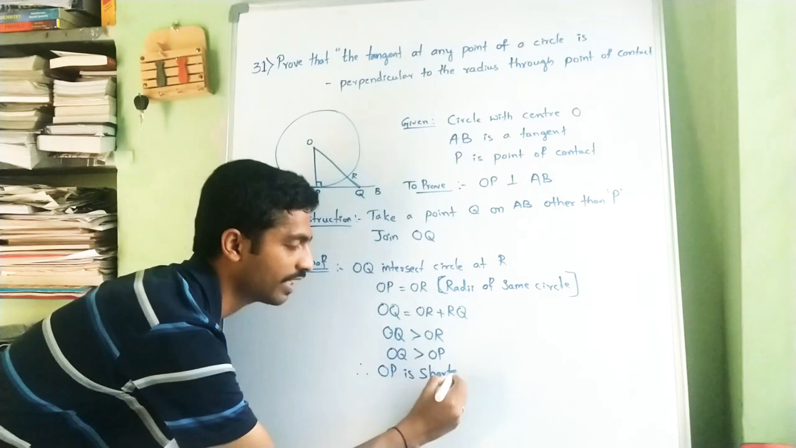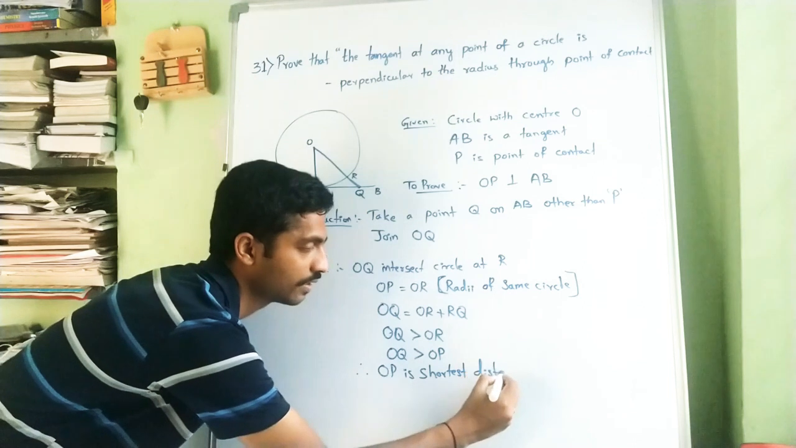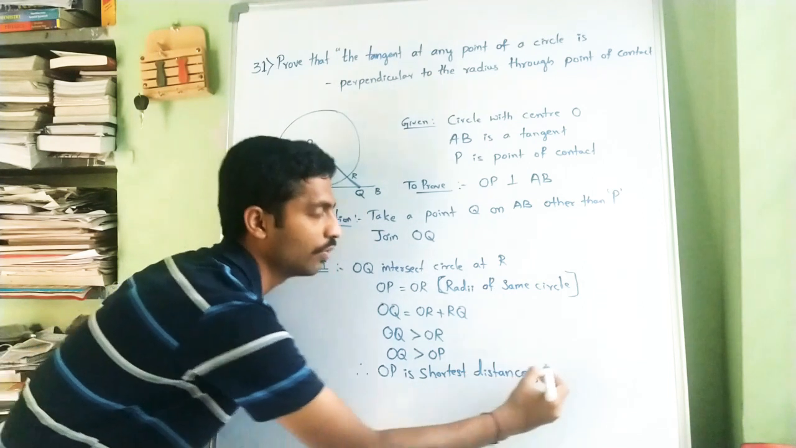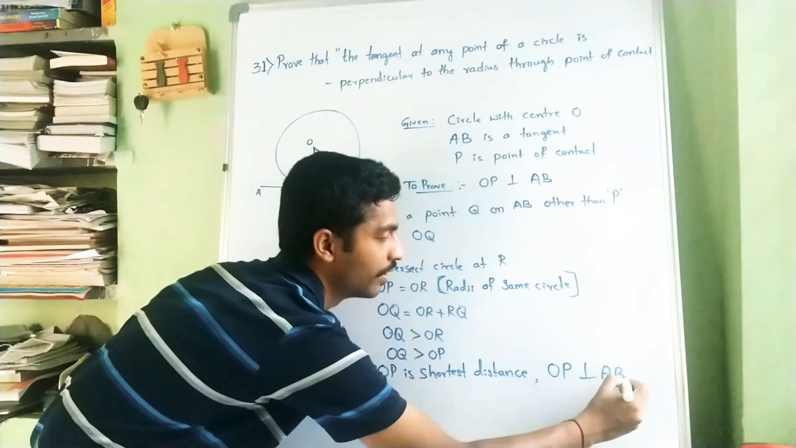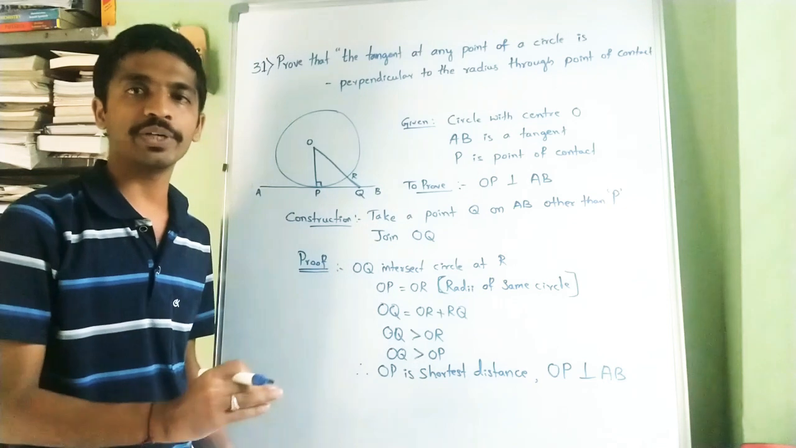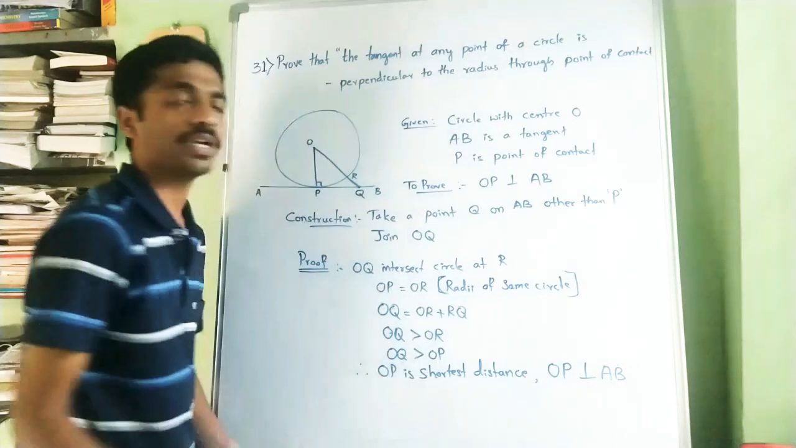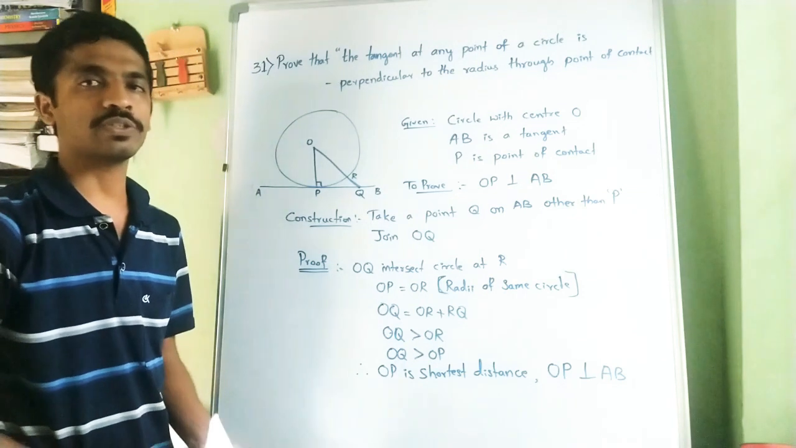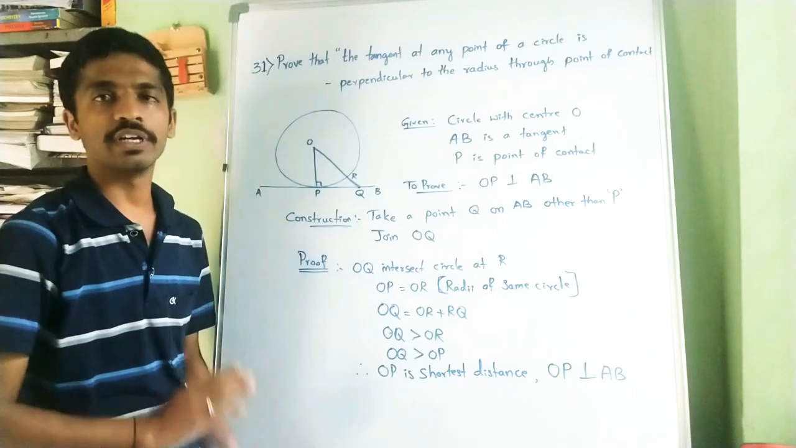shortest distance. You can write it as OP is shortest distance, which is perpendicular to AB. So already I mentioned the shortest distance will be perpendicular to that line. So that's why OP is perpendicular to AB. So hence we proved that the tangent is perpendicular to radius.